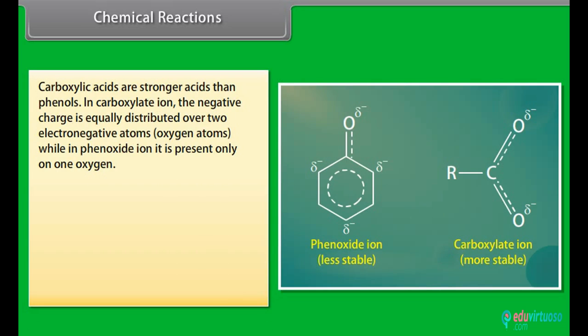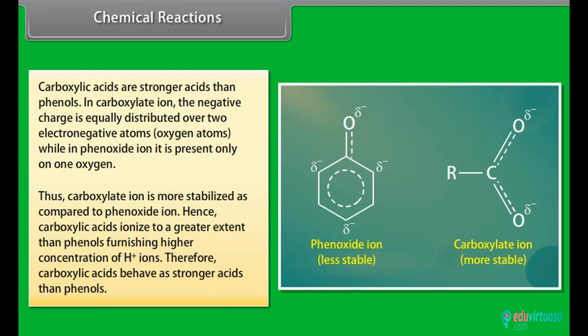Chemical reactions. Carboxylic acids are stronger acids than phenols. In carboxylate ion, the negative charge is equally distributed over 2 electronegative atoms, that are oxygen atoms, while in phenoxide ion it is present only on one oxygen. Thus, carboxylate ion is more stabilized as compared to phenoxide ion. Hence, carboxylic acids ionize to a greater extent than phenols, furnishing higher concentration of hydrogen ions. Therefore, carboxylic acids behave as stronger acids than phenols.